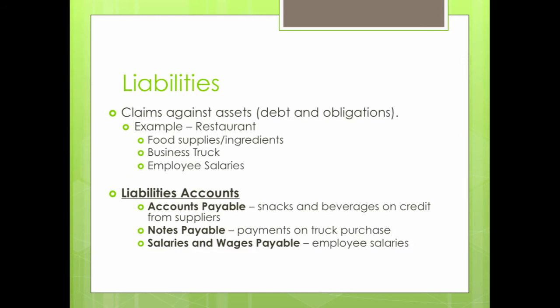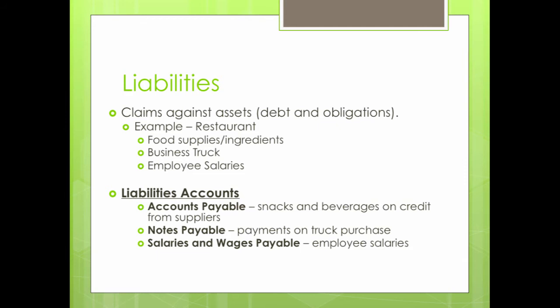Then we have liabilities. And these are claims against the assets. These are debts and obligations. Like I stated earlier, you may have charged things on your credit card, or you have a credit line by the bank to buy a truck. All those are liabilities. So in our example of a restaurant, we have food supplies, we have ingredients. Maybe you bought a business truck using a line of credit through the bank. And then you may have employee salaries. This is really not relevant, I don't want to confuse you, so just ignore the employee salaries for now.